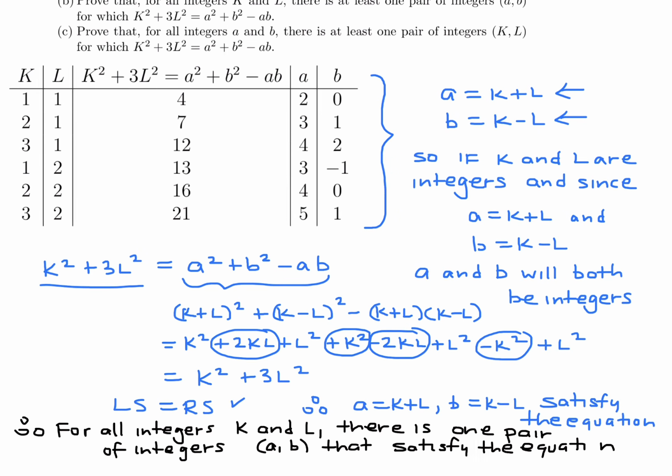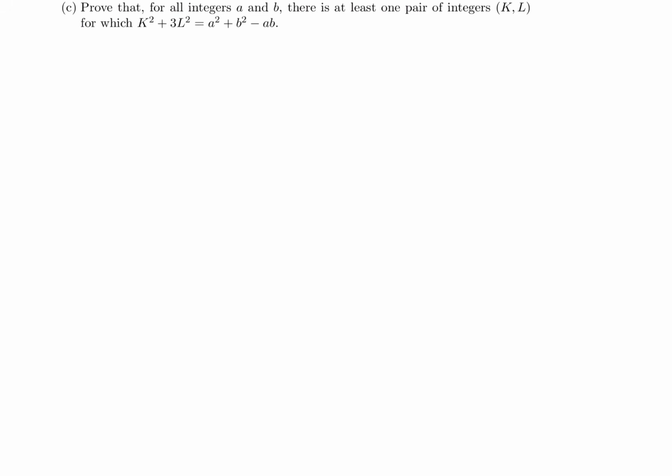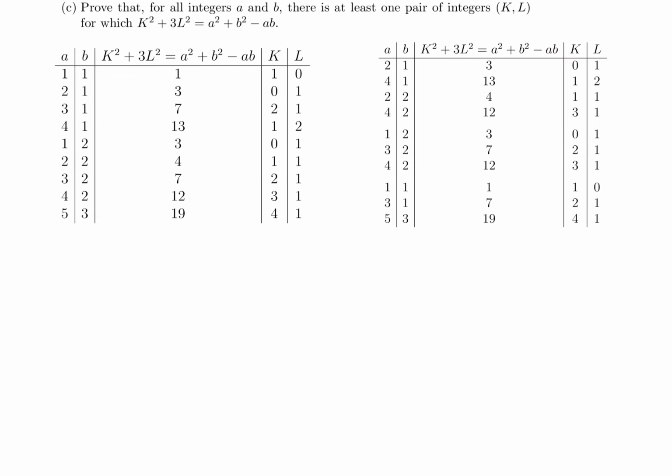Now let's move our attention to part C. Prove that for all integers a and b, there is at least one pair of integers k, l for which k squared plus 3l squared is equal to a squared plus b squared minus ab. Okay, in a very similar way, let's make a little bit of a table and see if we can get any kind of pattern. You start plugging in values of a and b and see what we get for k and l. So here's a and b, and here's k and l, and we got those with that standard equation.